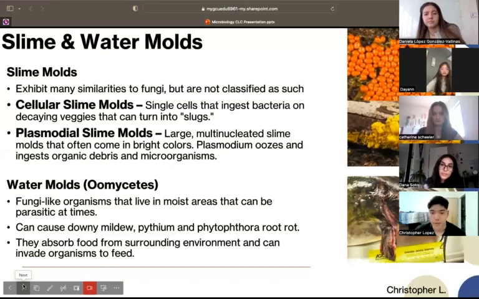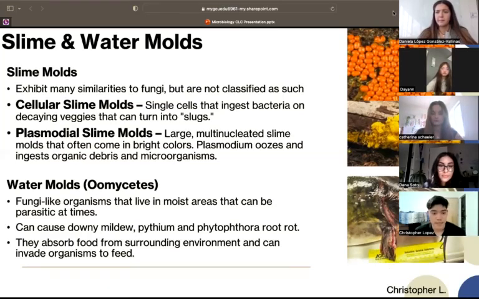Just like the picture on the right with all the orange, that is all the fruiting bodies, which would be called a slug. The second kind is known as plasmodial slime molds. Now, these are very large, multi-nucleated slime molds that come in bright colors, like the picture on the right with the yellow on the log.